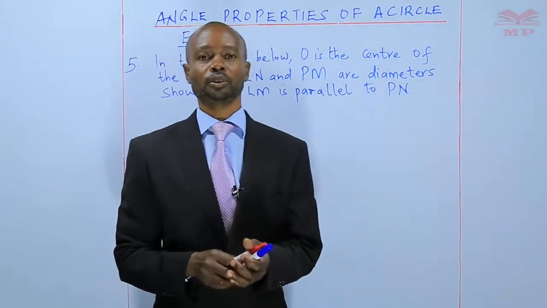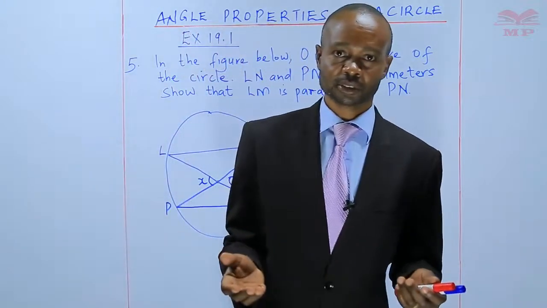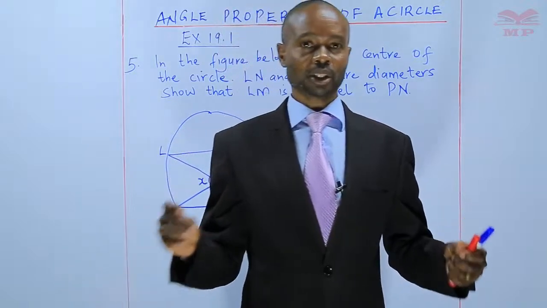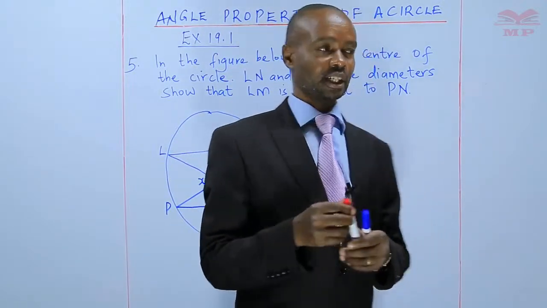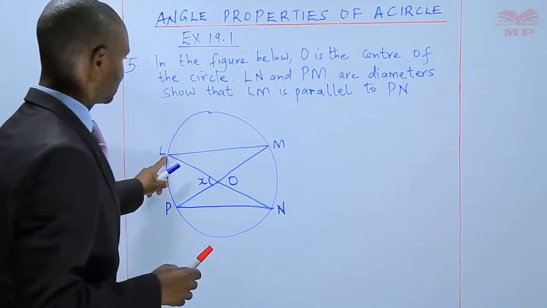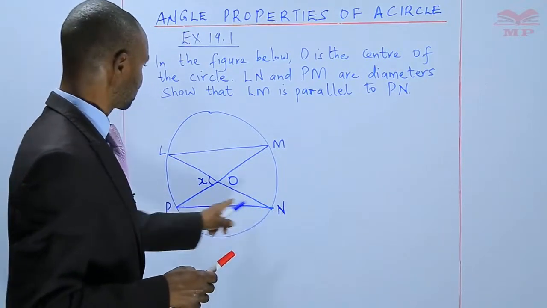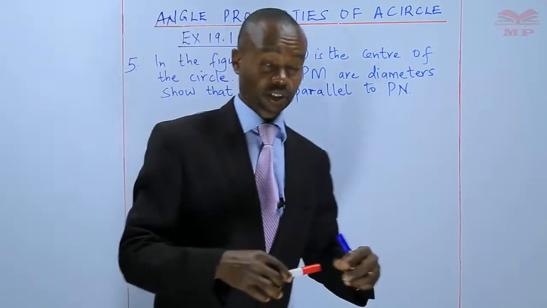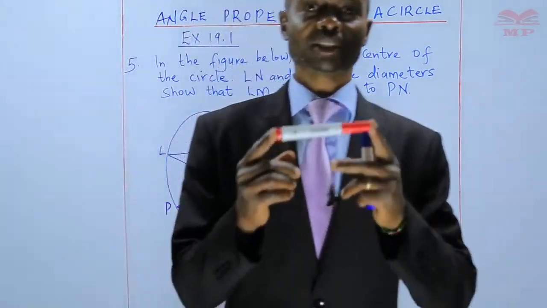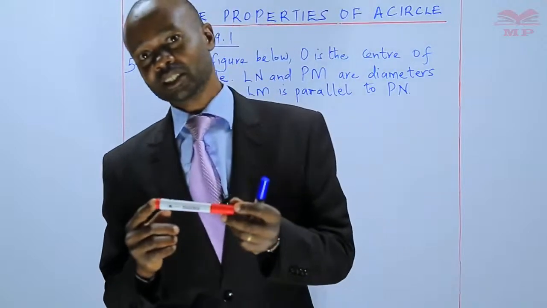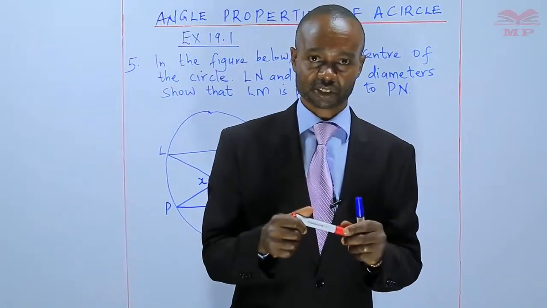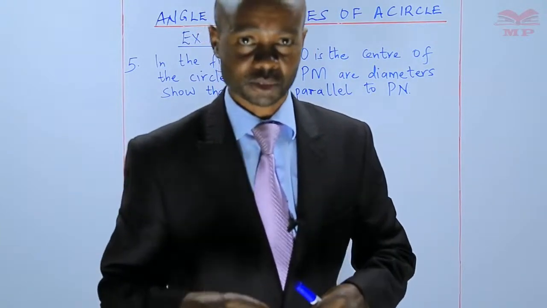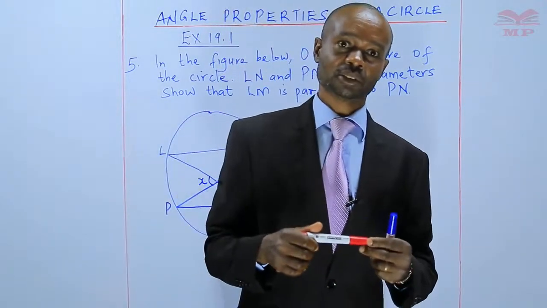So to solve that question, there are concepts you must have. Number 1, when they talk of diameters, there are 2 diameters there, LN and PM. From the previous concepts, we had seen that a diameter will subtend a right angle in any of the segments. So let us look at the diagram and see some of the angles the diameters will subtend.